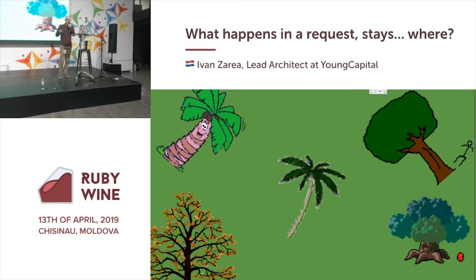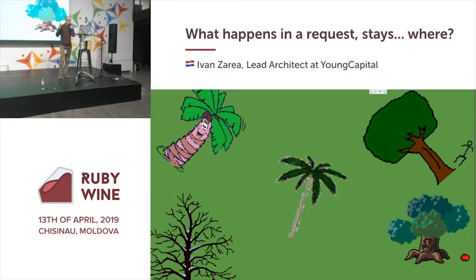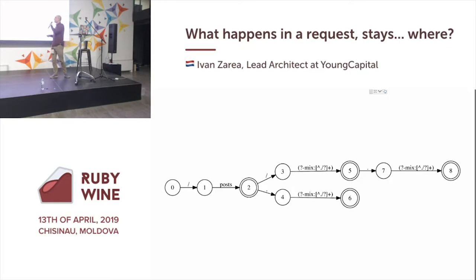Well, actually not trees, but state machines. And this is how Journey resolves the route. It builds a state machine of your routes, and it matches them according to the state machine. So it uses a pretty smart thing to figure out which controller and which action to forward to.